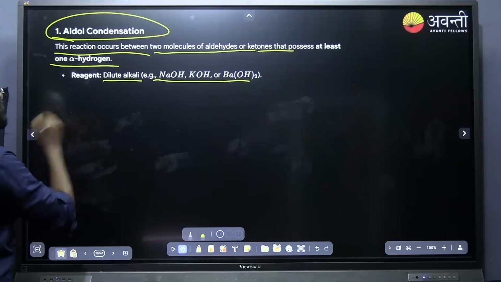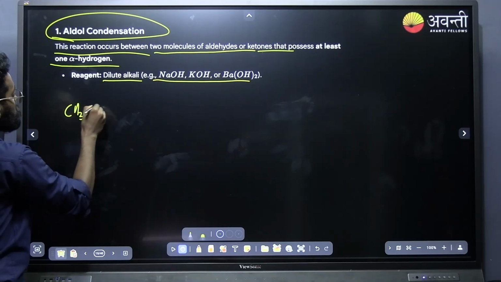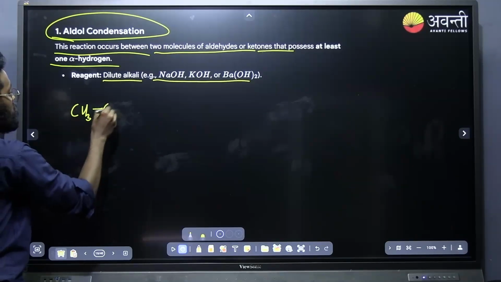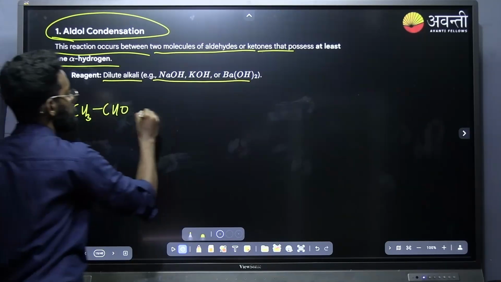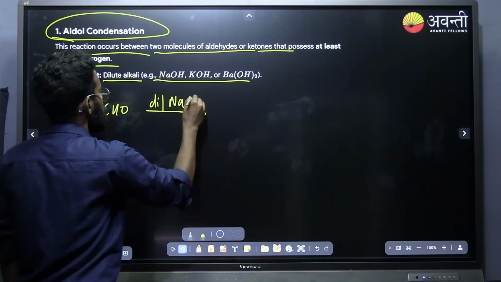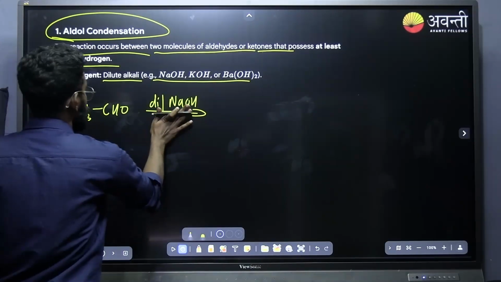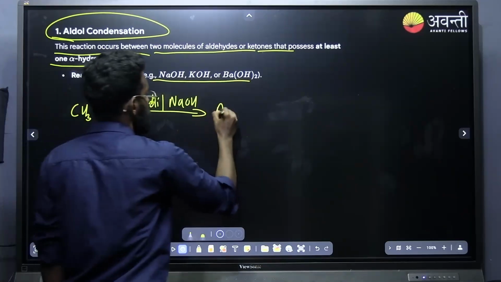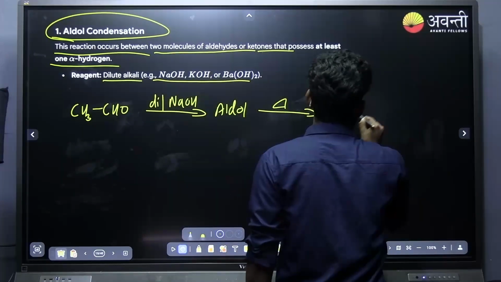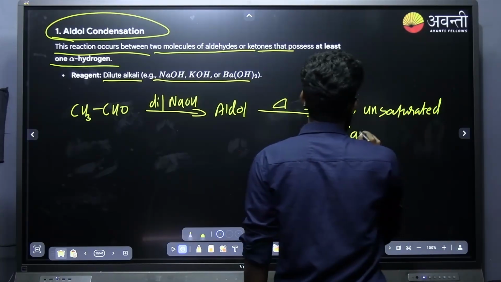Note down, I will be writing the reaction. Which one can I take? I can take CH3CHO. This CH3CHO on reacting with dilute NaOH in the presence of heat, what will I get? First of all, after heating with dilute NaOH, I will get aldol, and this aldol on heating, what will I get? Alpha beta unsaturated carbonyl compound.